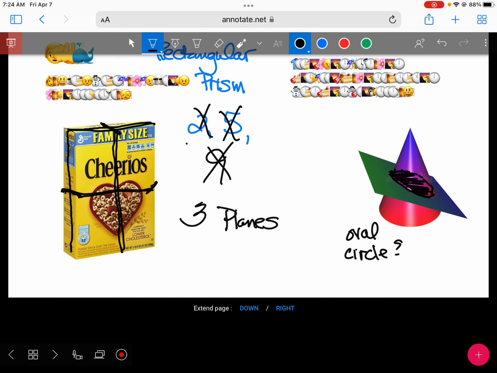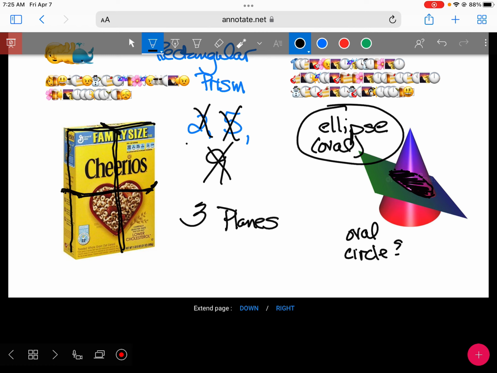We call this what? Slanted circle. It is kind of a slanted circle, but we don't call it a slanted circle in math. We call it an ellipse. Ellipse. Okay? So write down ellipse there. E-L-L-I-P-S-E, which is kind of like an oval, but the mathematical term is ellipse.